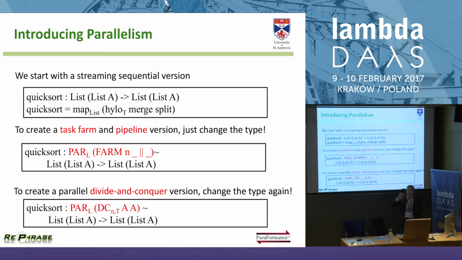Or, if you want to create a divide and conquer version, all you have to do is change the type again. So all we have to do is to say, well, we want a parallel implementation, and now we want a divide and conquer algorithm rather than the pipeline and farm version. And we can see trivially, because a hylomorphism is really a generalized divide and conquer, well, of course you can get a divide and conquer out of that. And likewise with the farms, etc.